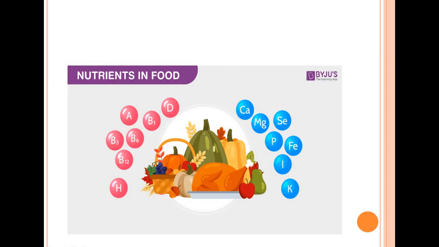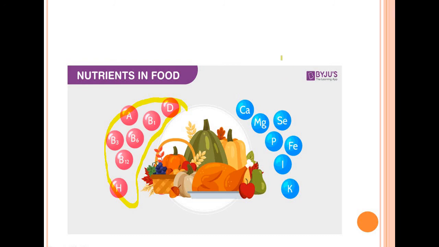As we have seen, these are micronutrients, so required in very small quantity. Here, this point, that is A, B3, B12, B6, B1, H. These are the different vitamins. Vitamin A, vitamin B1, B3, vitamin B6. There are so many, vitamin D. So many vitamins are present in different food items.